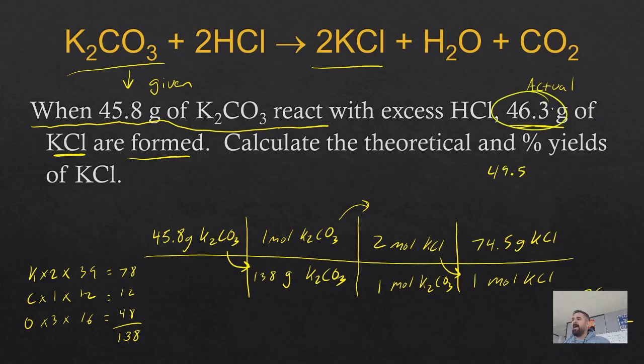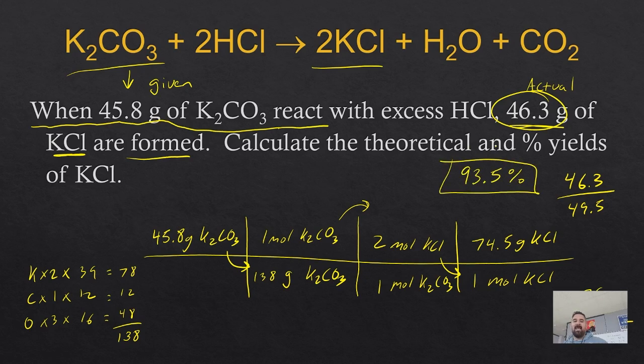So we have our actual, it's going to be 46.3, and now we have our theoretical, that's going to be 49.5. So let's go ahead and plug that into our calculator. So 46.3 divide by 49.5, and you should have got 93.5 after you multiply by 100. So times 100, it's going to be 93.5. And that's our percentage. That's our percent yield. Hands up, you got this. Mr. Ashley got it. All right.